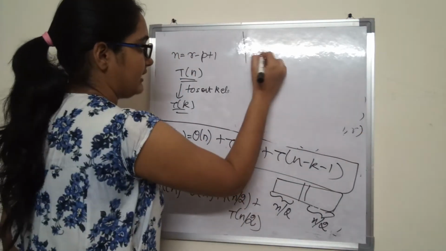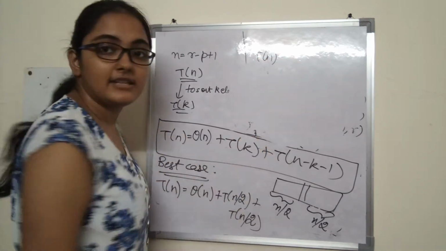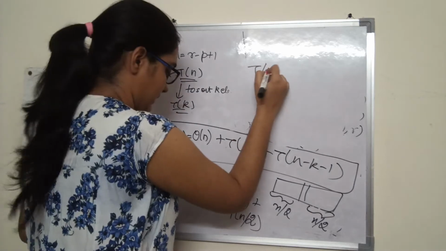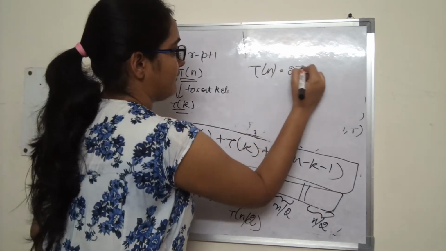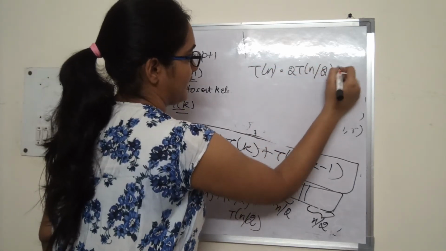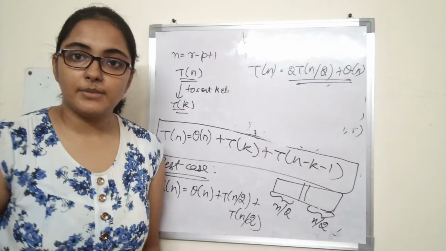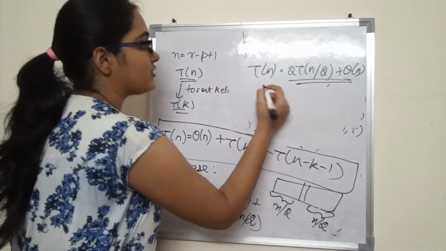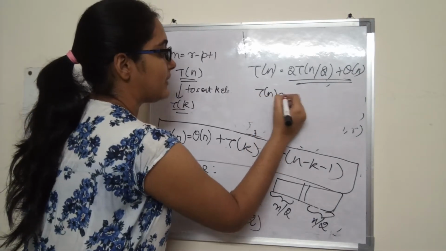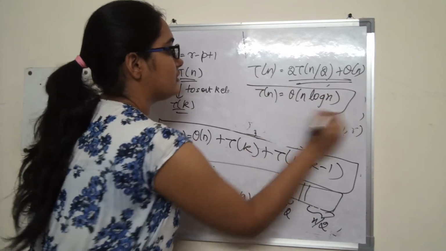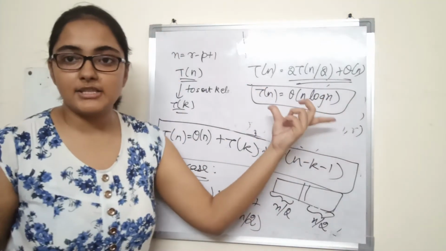Now T of n, if that is the case, becomes 2T of n by 2 plus theta of n. So what is the solution by applying Master's theorem? By applying Master's theorem, it becomes theta of n log n. So this is the best case time complexity of the quicksort.